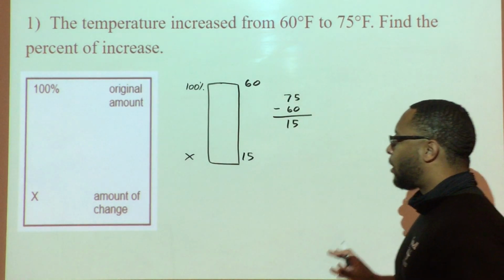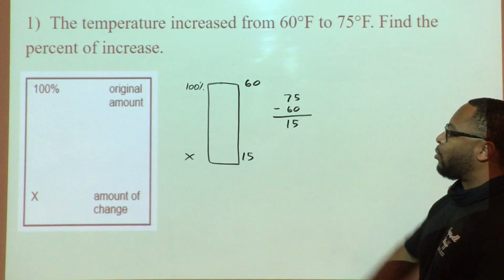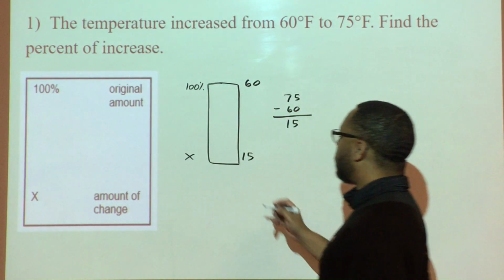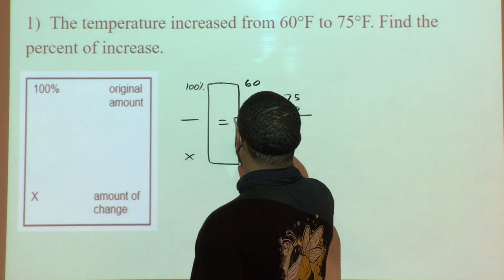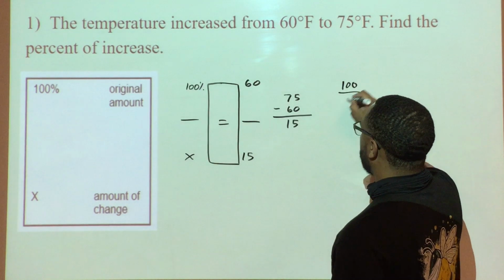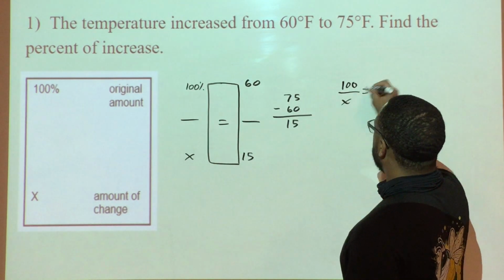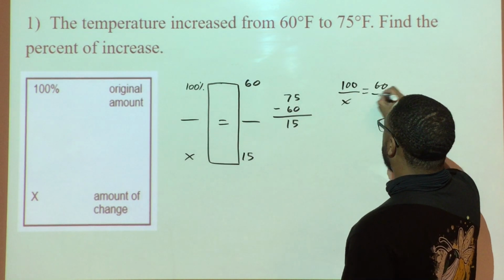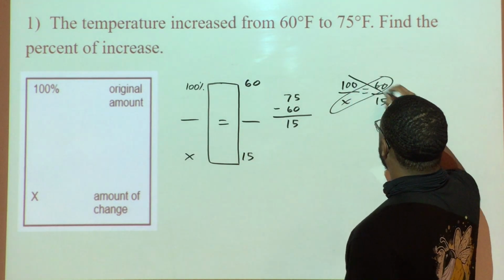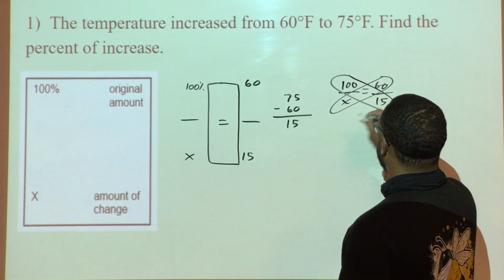This is the most challenging part of figuring out percent of change, is just setting up the bar. Once you have the bar set up, you now have a proportion. And now that I have that proportion, I can solve it. My proportion is 100 over x is equal to 60 over 15. And now I'm just gonna follow my rules for cross products, and I'm set to go.